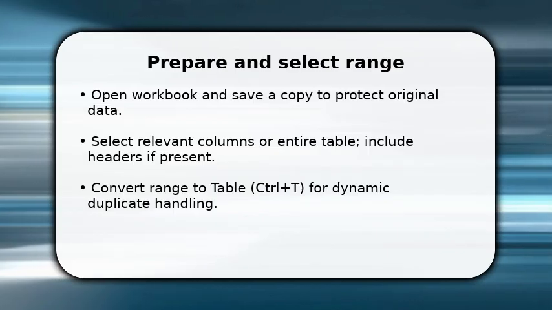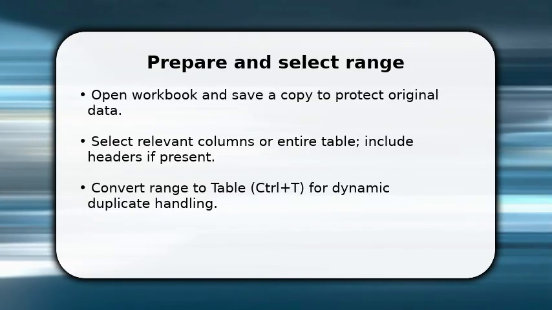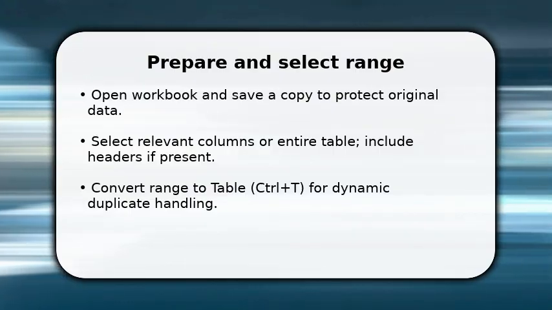Once done, convert the selection to a table with Ctrl+T so Excel tracks rows as a unit. This makes later steps safer and allows structured references. You're ready to apply duplicate detection tools without risking the original sheet.